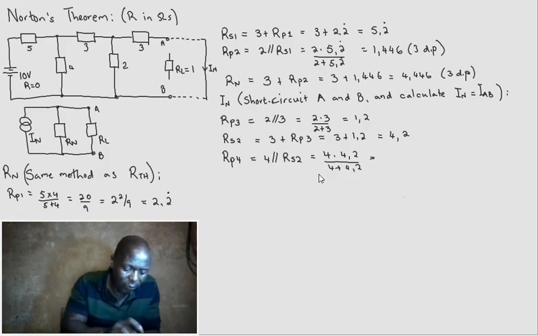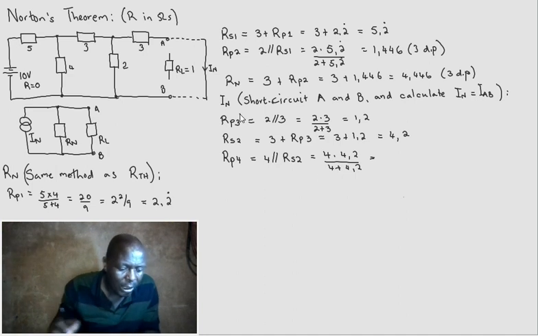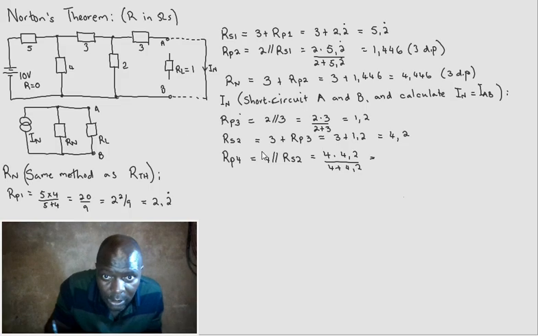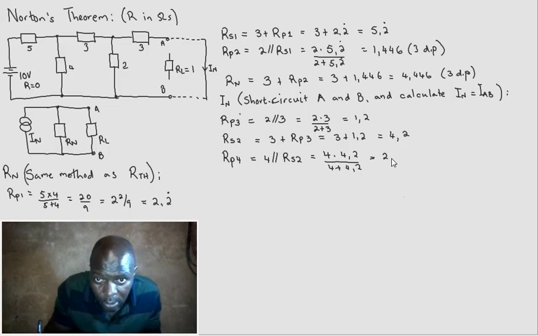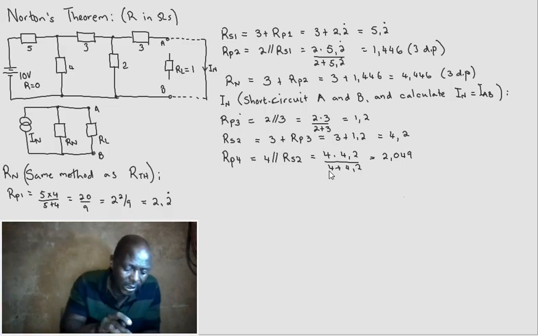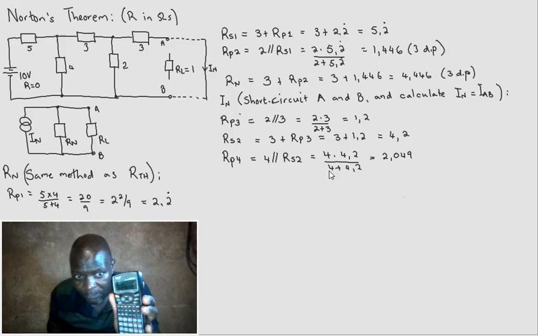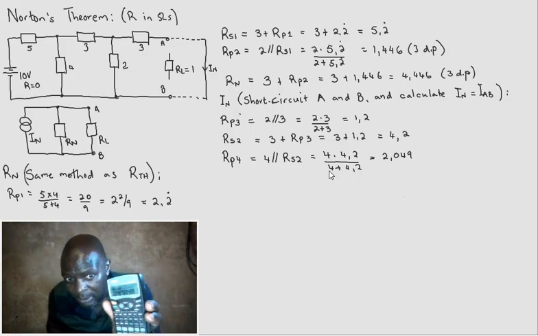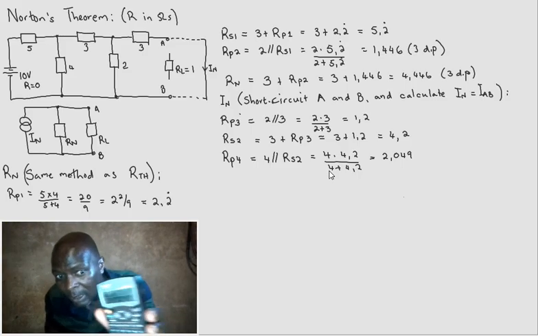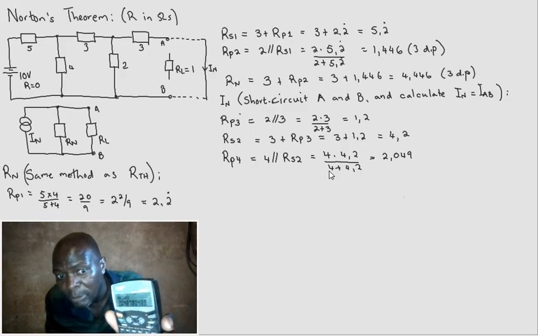4 times 4.2 divided by 4 plus 4.2. So that gives me 2.049. This is 2.049, and this is already in ohms. We already stated that, so we store our answer in B because A is now taken by R Norton. So we store our answer in B. If you can see it, then good for you. If you can't, well, just practice. Practice makes perfect. I'm trying to show you that my answer there is stored in B now.